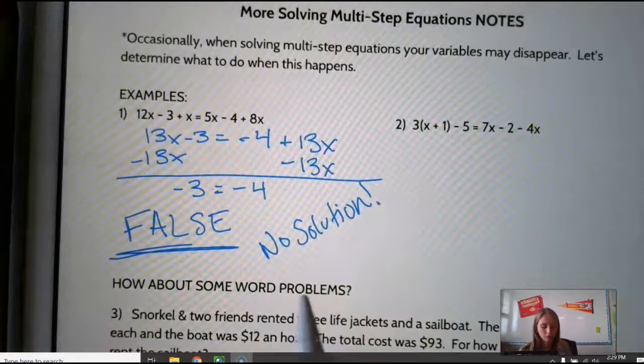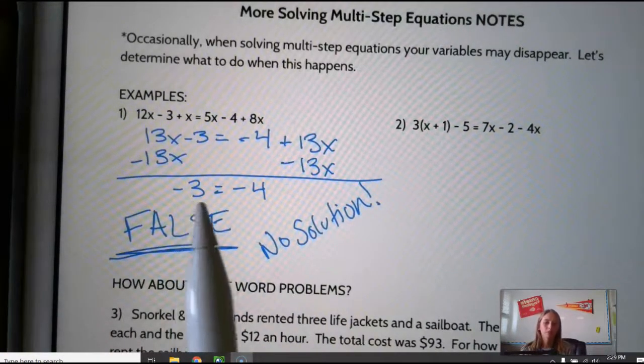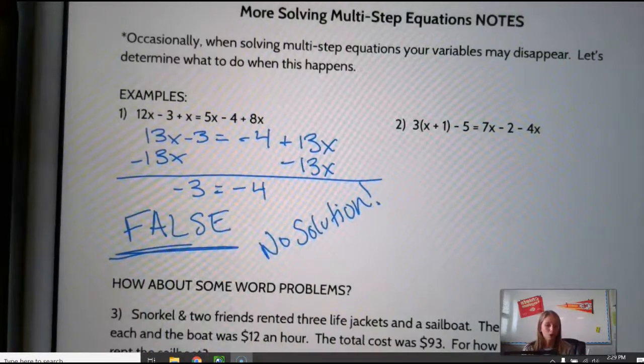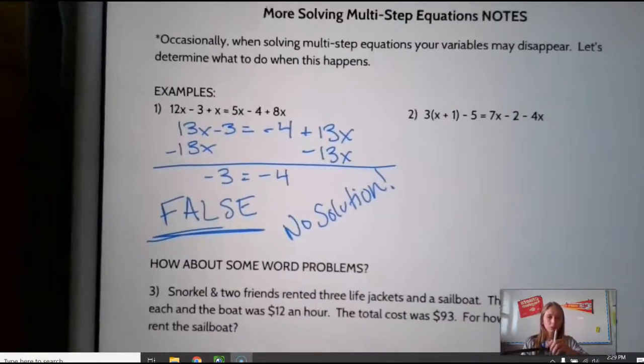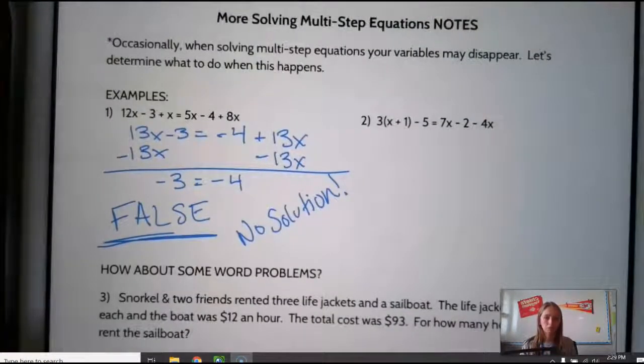So you can see how our variable disappeared. Our x is not there anymore, but what is left is not true. So there is no solution there. Now to our next one. I think that kind of helped.